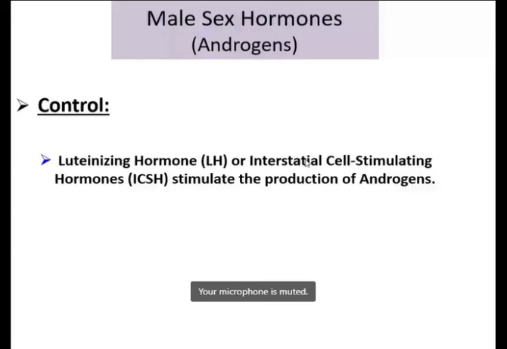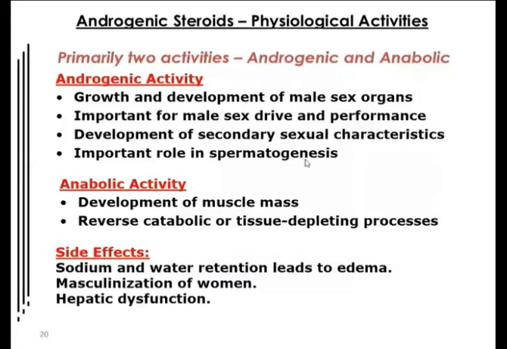Androgenic steroids, physiological activities. What is the physiological activity of these androgenic steroids? Primarily two activities, androgenic and anabolic. Androgenic activities: growth and development of male sex organs, important for the male sex drive and performance, development of secondary sexual characteristics, important role in spermatogenesis. Anabolic activities: development of muscle mass, reversing the catabolic or tissue depleting process. Side effects are sodium and water retention leading to edema, masculinization of women, and hepatic dysfunction. These are the side effects, okay?